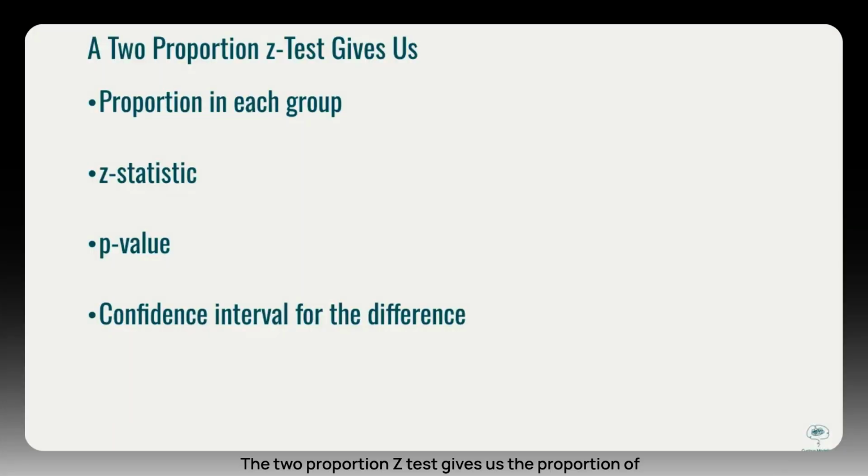The two-proportion z-test gives us the proportion of students on academic probation in each group, a z-statistic showing how far apart the proportions are, a p-value to determine statistical significance, and a confidence interval to estimate the difference between the two proportions. And if the p-value is less than 0.05, we can conclude that undecided majors are significantly more or less likely to be on academic probation.